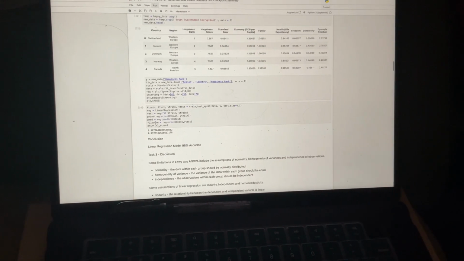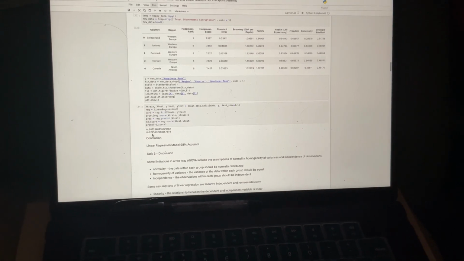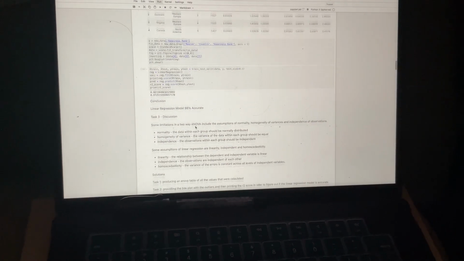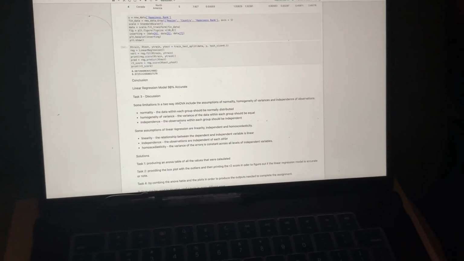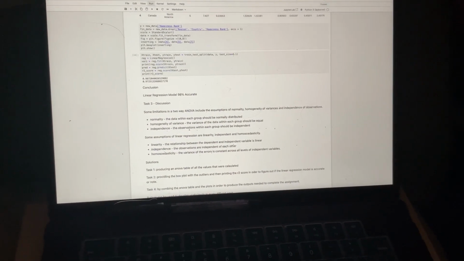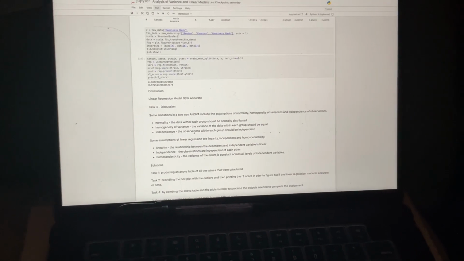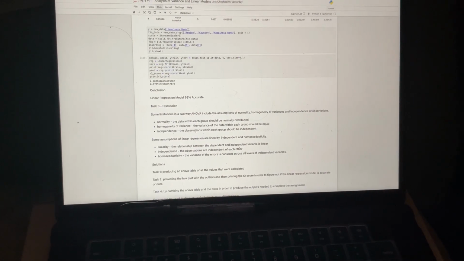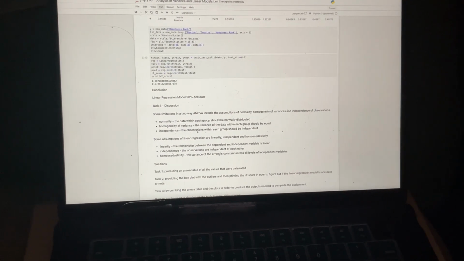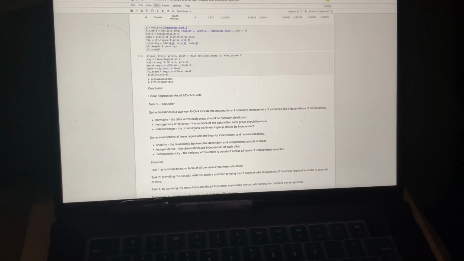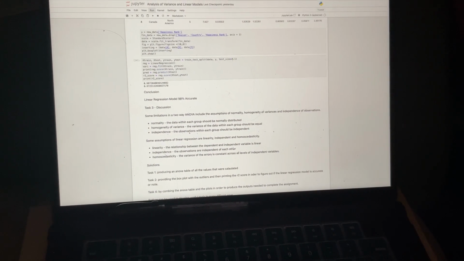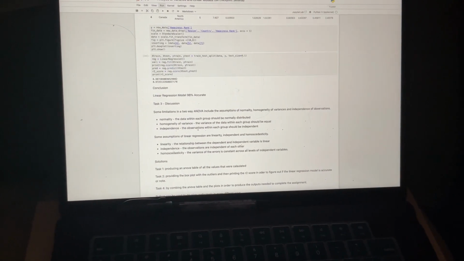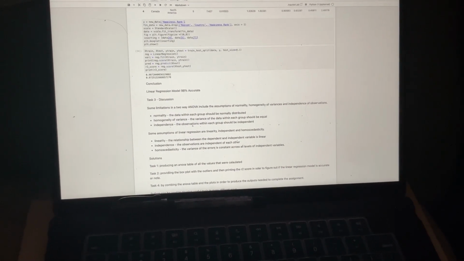In training, the R2 score is 0.98 and then 0.97, which means the linear regression model is 98% accurate. So now to the discussion part. Some limitations of the 2-way ANOVA, which is what I used, include assumptions of normality, homogeneity of variances, and independence of observations. Normality: the data within each group should be normally distributed. The variance of the data within each group should be equal. Independence: observations within each group should be independent.